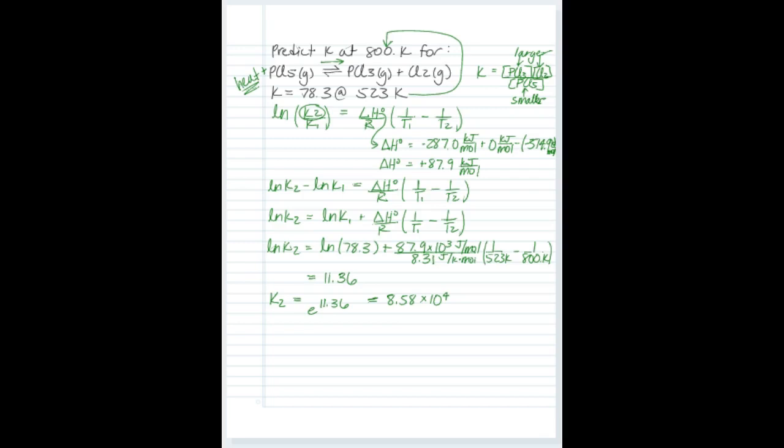But let's go back and revisit our initial prediction. We predicted that the equilibrium would shift to the right and that K would get larger. And indeed, at this higher temperature, K is quite a bit larger than it was before. It goes from 78.3 to 8.58 times 10 to the 4th.